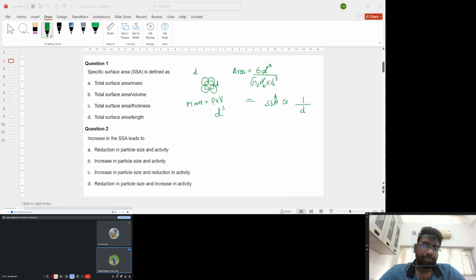As you rightly mentioned, specific surface area is total surface area per unit mass. In some other fields like earth sciences, it is also defined per volume, but in our subject we define it as total surface area by mass only. So don't get confused in it.